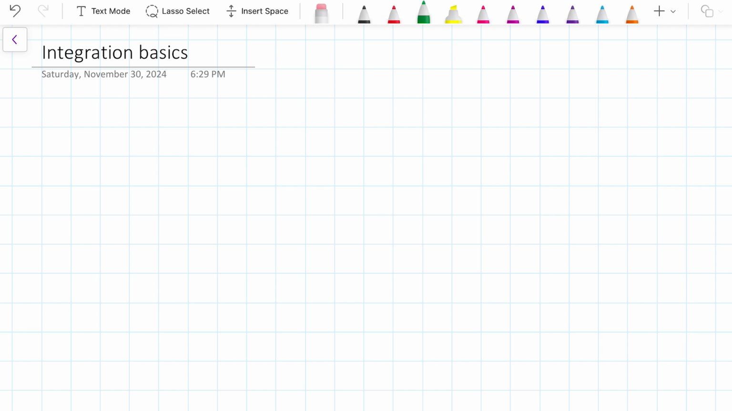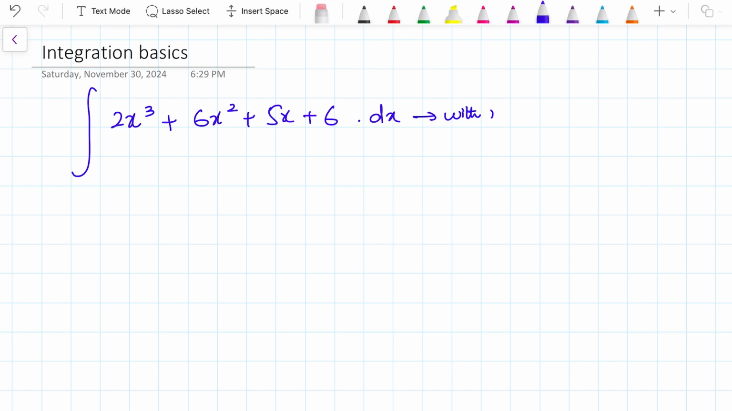So the first thing is the basic simple integration that we've been used to of doing in AS, which is 2x cubed minus 6x squared plus 5x plus 6. So how do we integrate it? We always write a dot dx with it. It means we are integrating with respect to x.